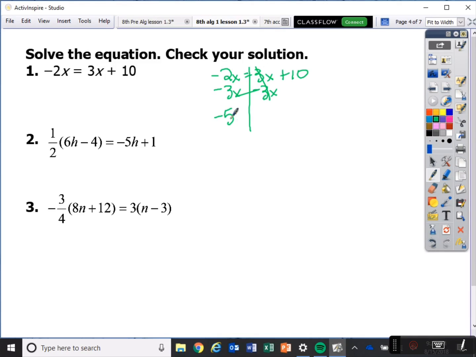Negative 5x equals, and now what's on the right? Plus 10. Do we have to put the plus? No. If it had been a minus, would we have to put the minus? Yes, but we don't have to put the plus. Is x by itself yet? No. We need to divide by negative 5. Negative 5. So x equals negative 2.